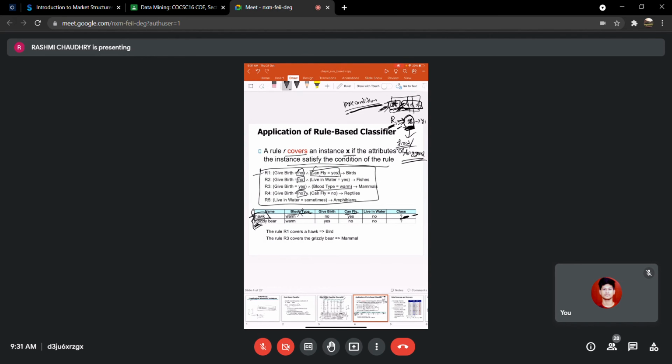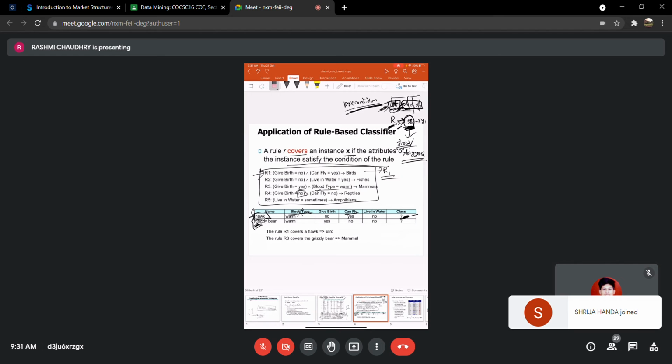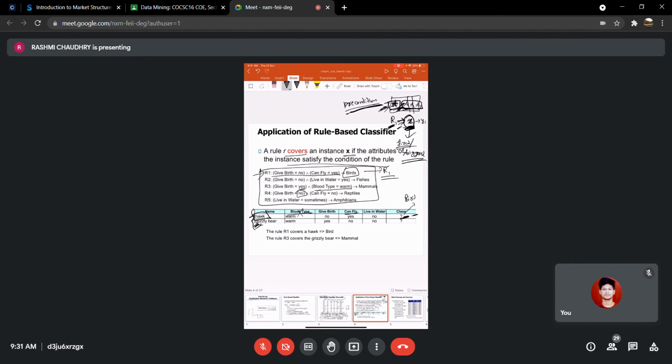Now if you observe rule number 1, you will see that both conditions defined by this R1 are met by your record number 1. So I can say that it belongs to birds. So its class is bird. Simple. So I can say that this rule R1 covers the hawk record, and its output is bird.